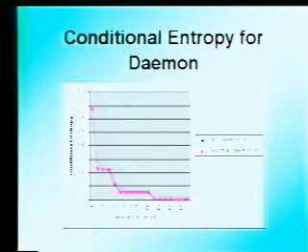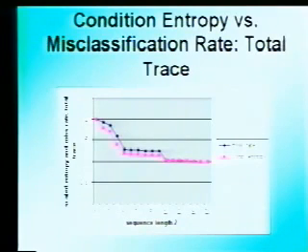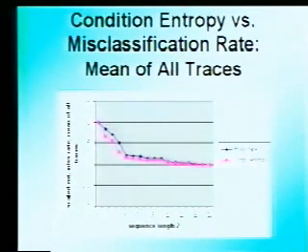Now, why am I showing you this? Well, if we normalize the conditional entropy between 1 and 2, and the misclassification rate over that same value range, you see that the two plots almost match exactly. This is computed using all the traces of SAML combined into one trace. If you compute the mean of all traces, you see the same behavior. Again, the misclassification rate and the conditional entropy match.